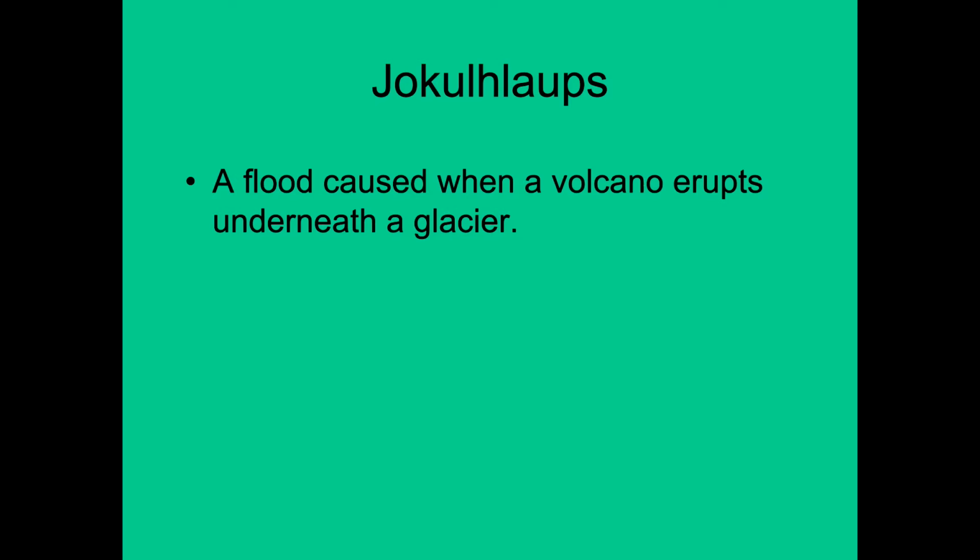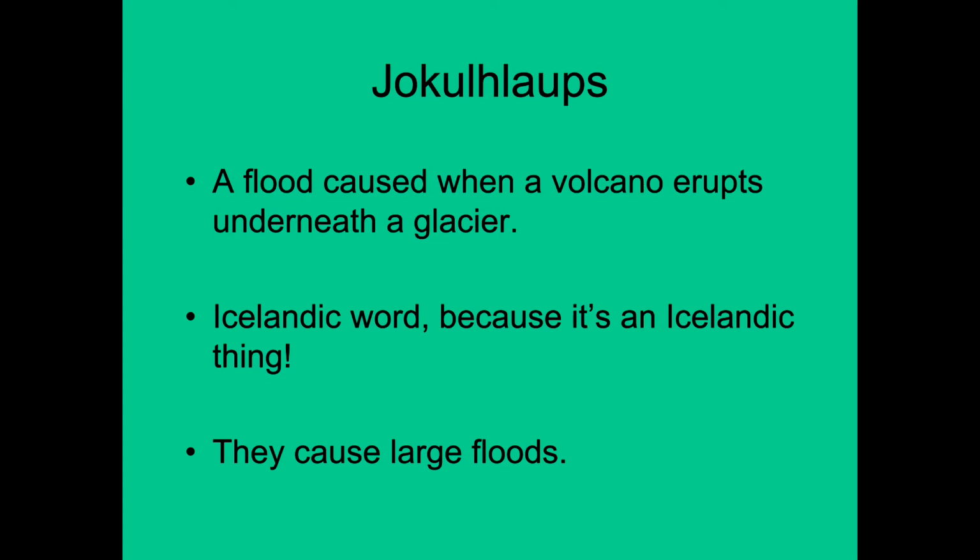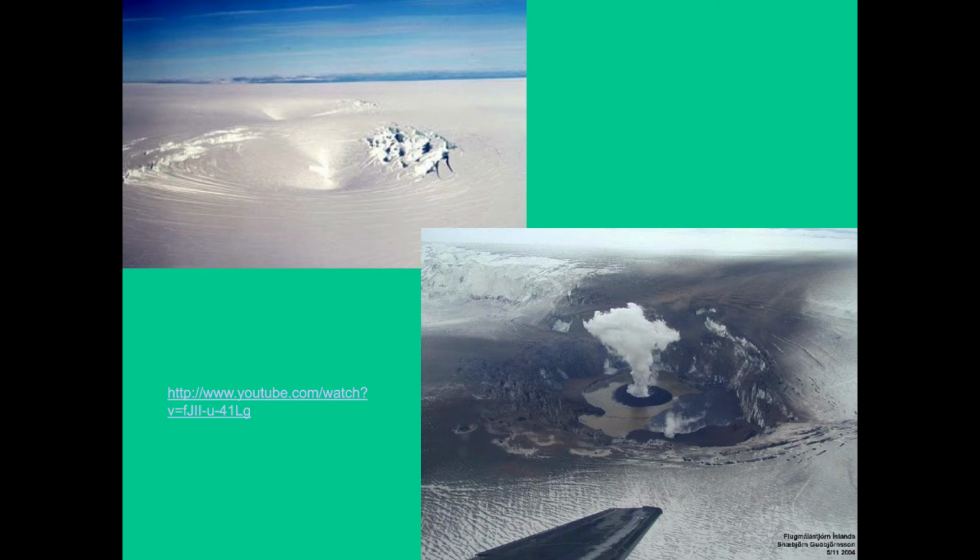So if you have volcanoes erupting under ice, generally the ice melts. And then when the ice melts, you have a big flood. It's a fairly straightforward kind of process. And here you can see the ice beginning to melt as the volcano erupts underneath. And you can see now most of the ice has melted. This is amazing footage. This is a helicopter flying over a Jökulhlaup.